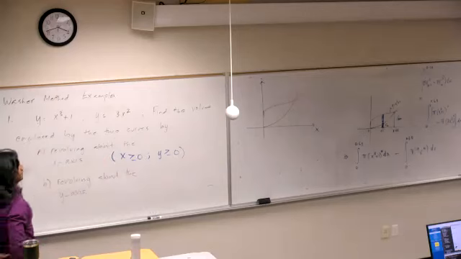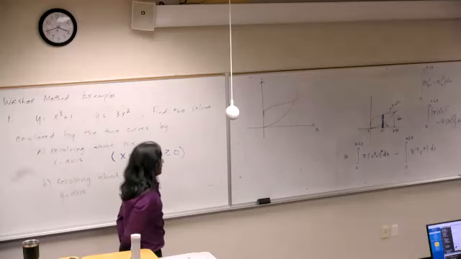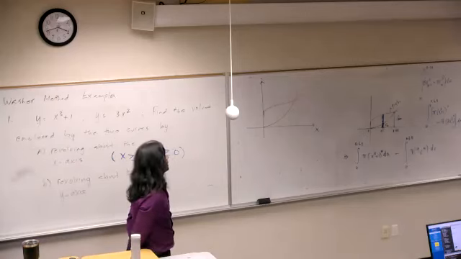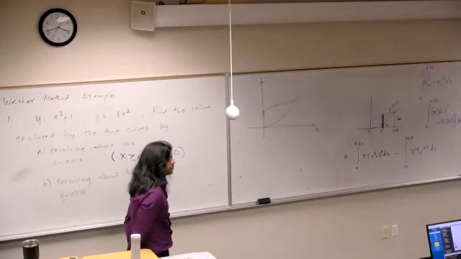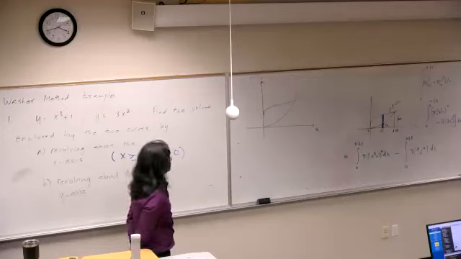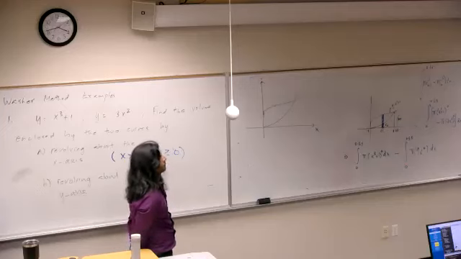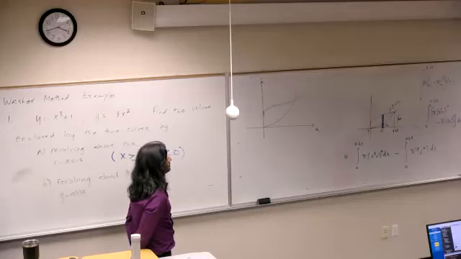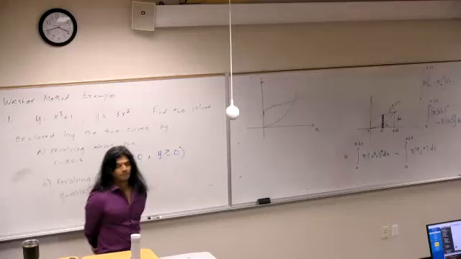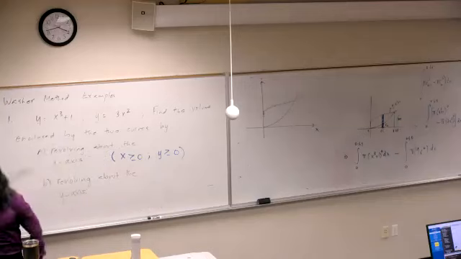I want to find the volume when I spin it about the y-axis. Good. How would we go about doing it? Or where should the strip be? Should it be horizontal? Should it be vertical? Horizontal.